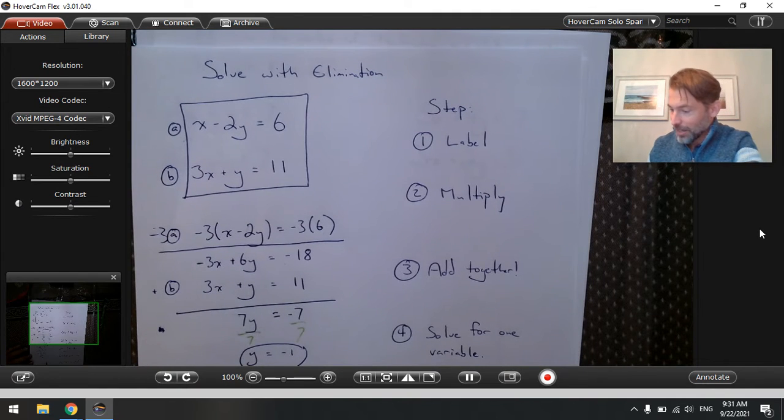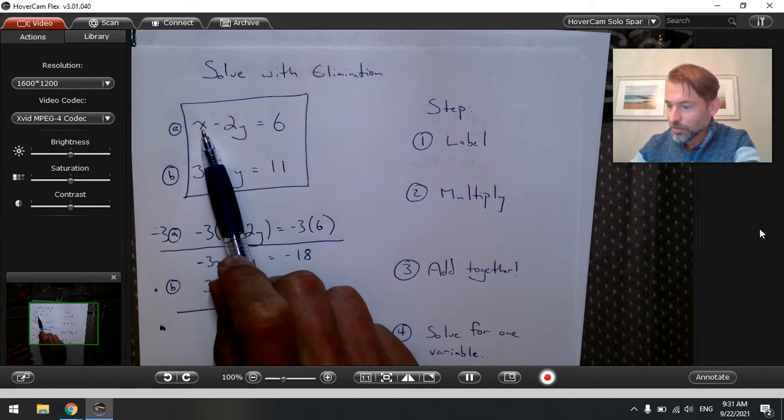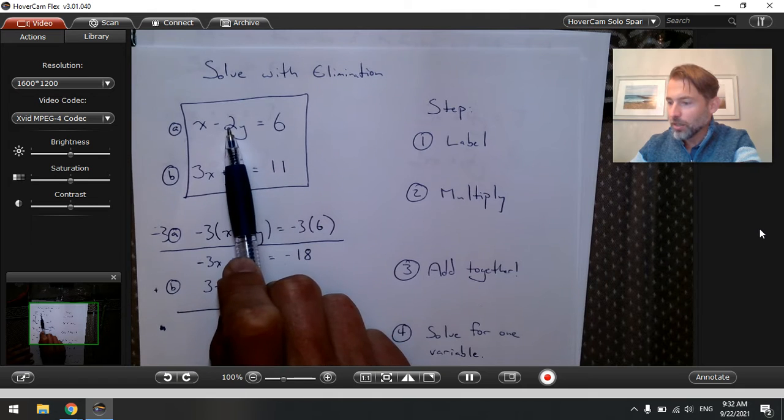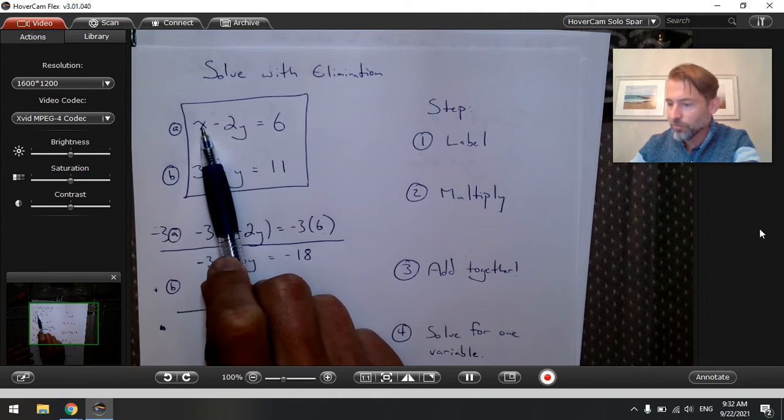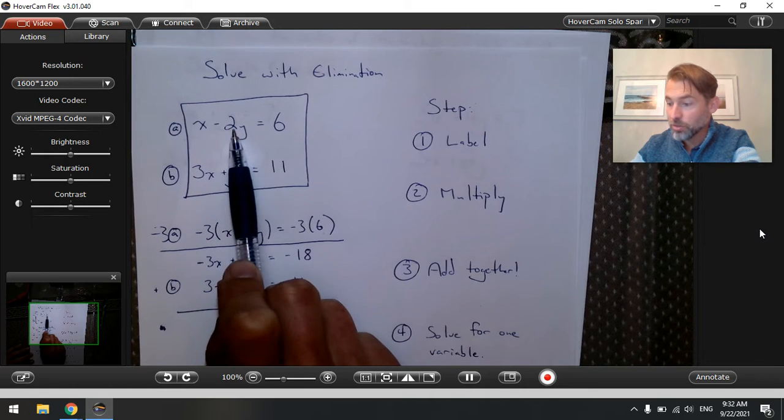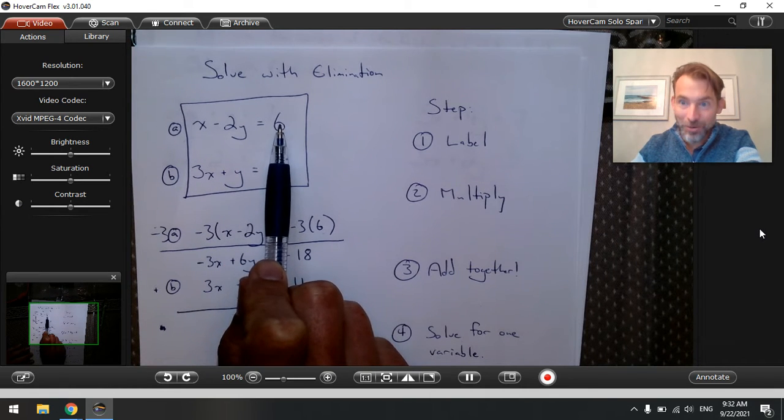Okay, so y is -1, x is 4. So let's see, does that work here? 4 minus 2 times -1. Well, that's 4 plus 2. 4 plus 2 is indeed 6. It works in that equation.